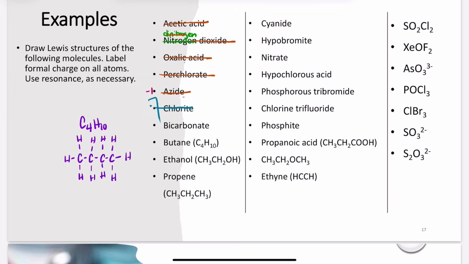I don't know why I drew that over there. Let's put this back over here. If I look at this, I've used up C4H10. If I add up my electrons, 4 times 4, 16, plus 10 is 26. I've used up all 26 electrons. Every atom in there has a 0 formal charge. Every carbon has 4 bonds. Every hydrogen has 1.